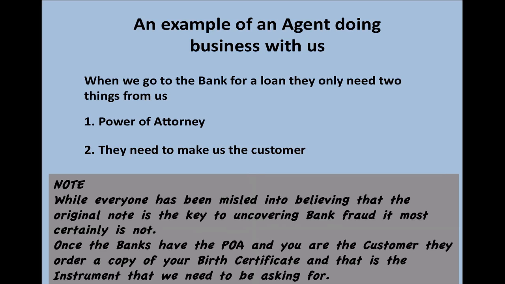Once the banks have our power of attorney and you are the customer, they order a copy of your birth certificate, and that's the instrument that we need to be asking for, because they fill out the instructions on the back of the birth certificate, and that is what goes onto the bond markets. Forget about asking for the original note. If you want to do something with the original note, cancel the power of attorney on that original note and make yourself the bank, not the customer. But if you want to find out where your loan document is, you will find it's the birth certificate that is out there trading on the markets. I can put money on that.